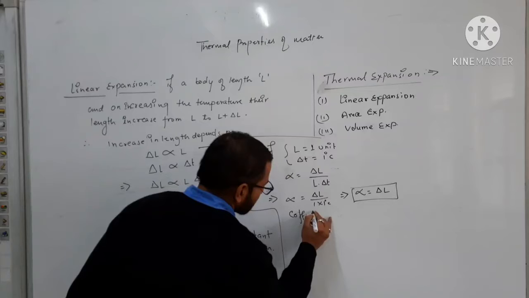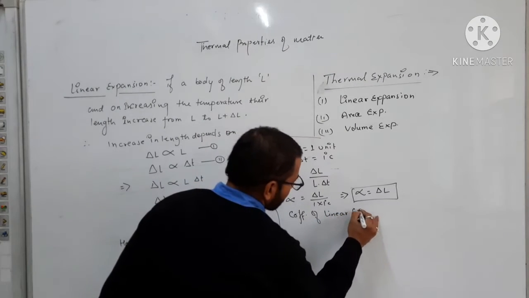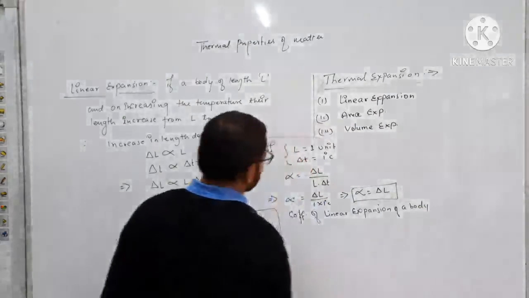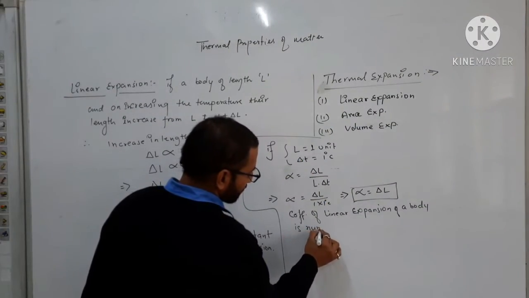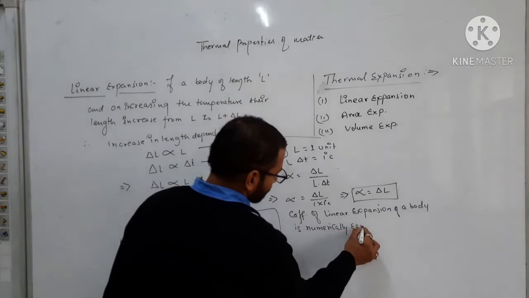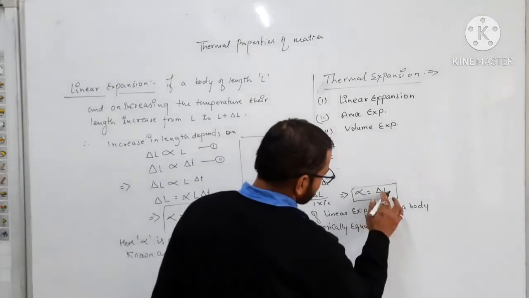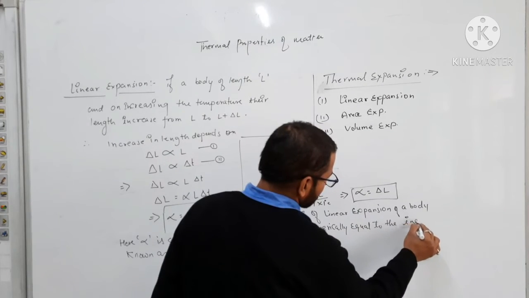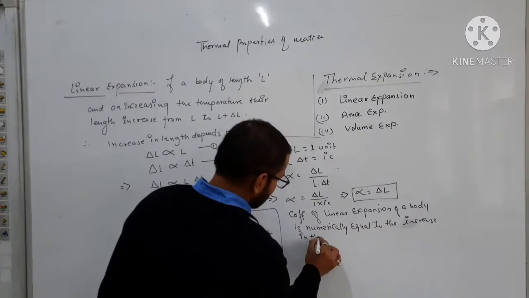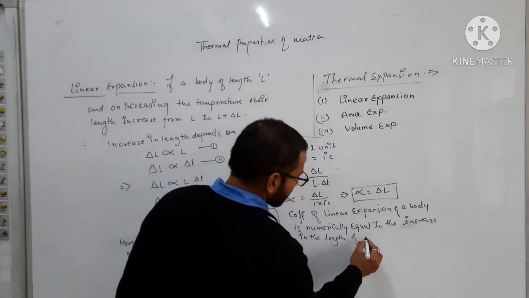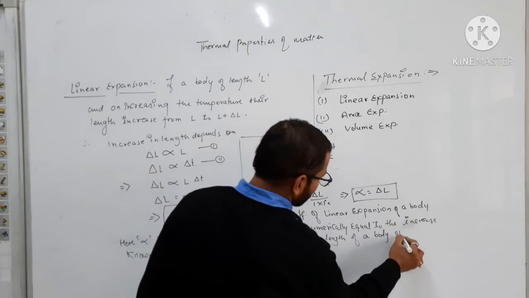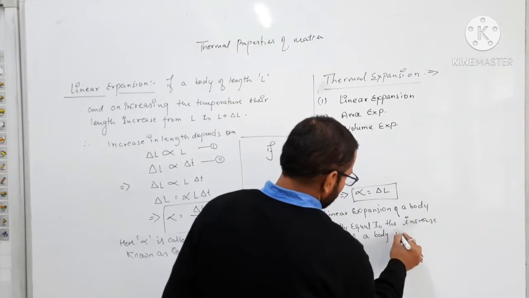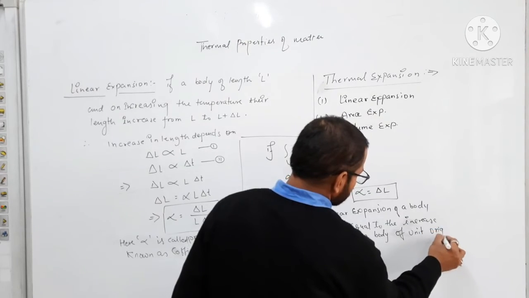Coefficient of linear expansion of a body or a wire or a rod is numerically equal to the increase in length of a body of unit original length.